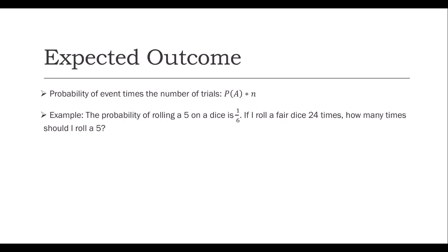Now we have our expected outcome. So that's going to be the probability of an event times the number of trials. So probability of an event A times the number of trials.